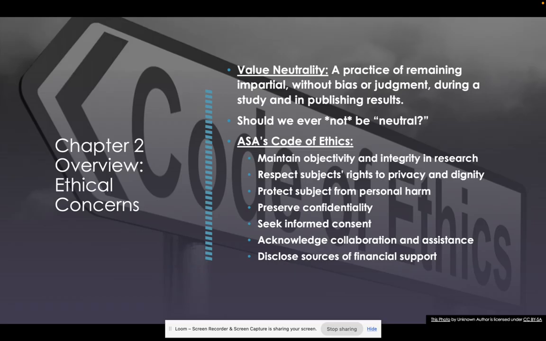Okay. And then finally, ethical concerns when it comes to research methods. Value neutrality is a practice of remaining impartial without bias or judgment during a study and in publishing results of the research you collect, the data you collect. But I also pose this question: should we ever not be neutral?